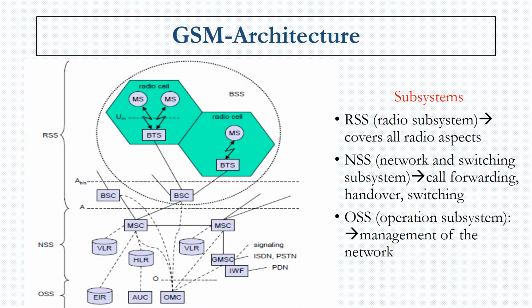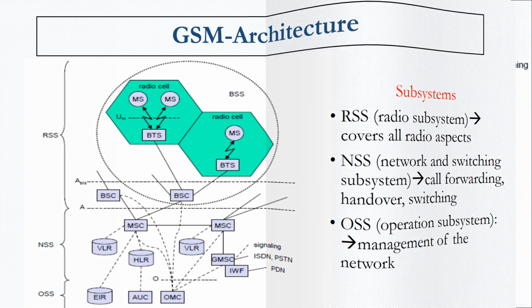Architecture. The GSM architecture consists of three important subsystems. In the diagram you can see that there are three subsystems, namely the RSS, the NSS and the OSS. Let's take a look at the RSS. In this diagram of the architecture of GSM, you can see the components of RSS, the components of the NSS and the OSS. Let's see what these subsystems are.